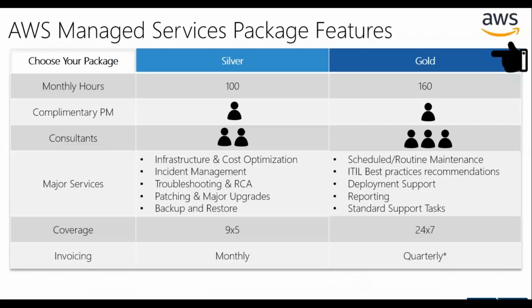Last but not least, these are the packages on which we can work. We have monthly silver and gold packages, which include the consultants, complimentary PM, and major services which we are giving: infrastructure cost optimization, incident management, troubleshooting and RCA, patching and major upgrades, backup and restore. So these are the things. The packages are there, and you can go through them.